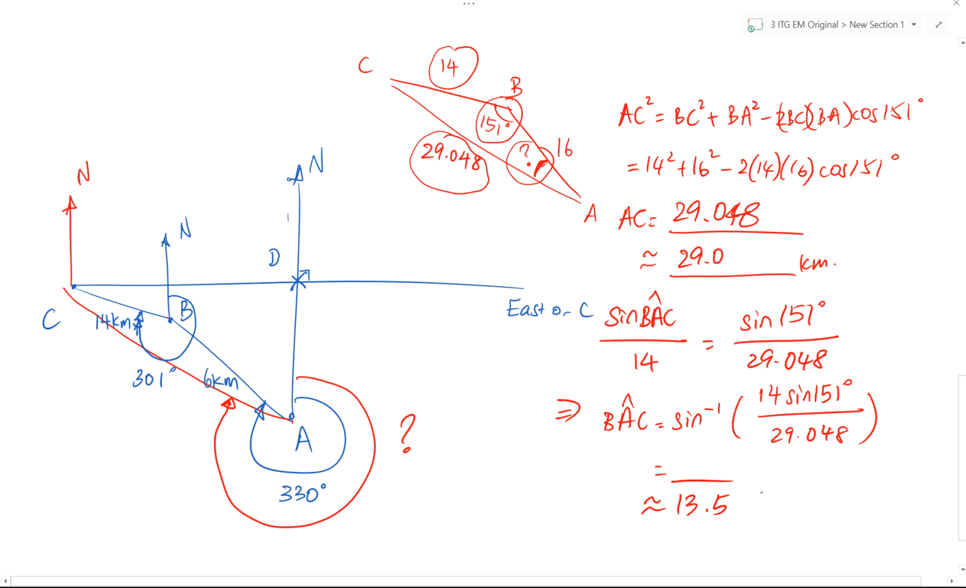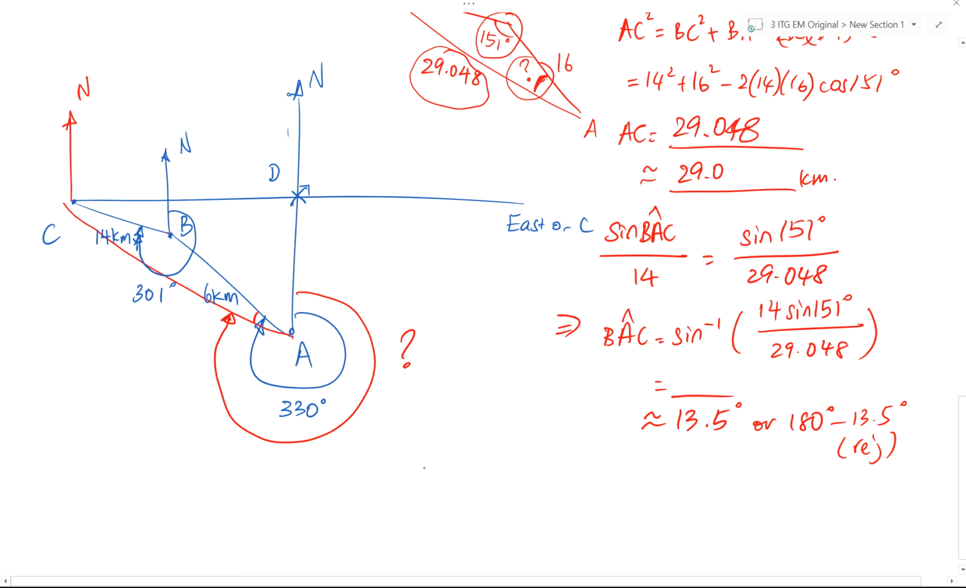Oh, wait. How come you got two answers? 180 minus the sine inverse. Because the other value is actually 180 minus sine inverse. Yeah, actually that's something I always forget when I come to E-maths. But good thing you remember it, 180 minus 13.5. So we reject this, because very clearly this is an acute angle. Okay? So now, BAC, we've got 13.5 degrees. So, we are now ready to find the bearing. Bearing of C from A is 330 degrees minus 13 point, what is the 5SF value again?